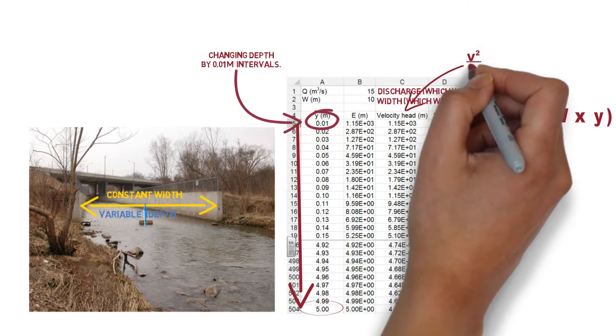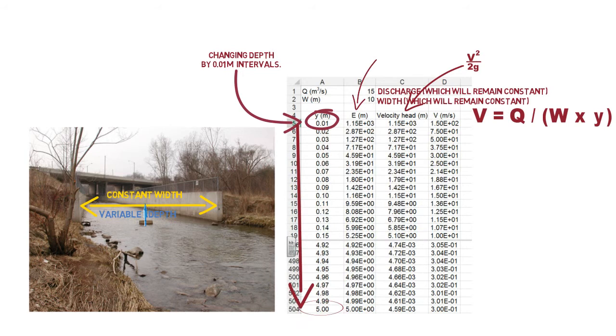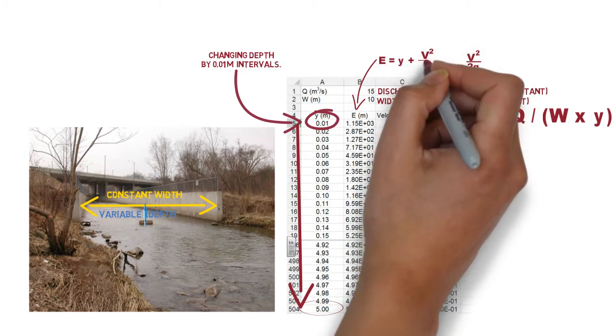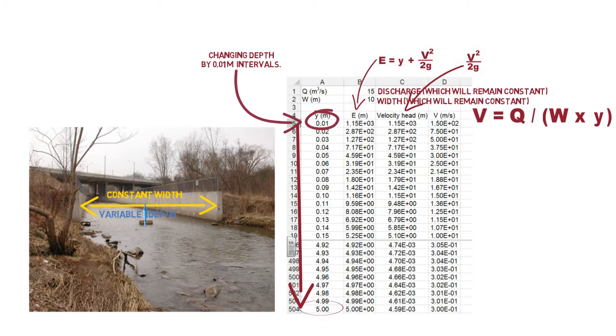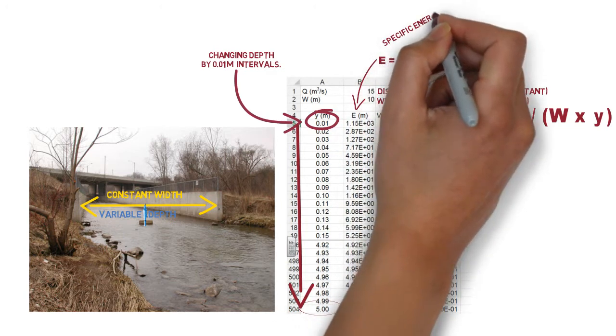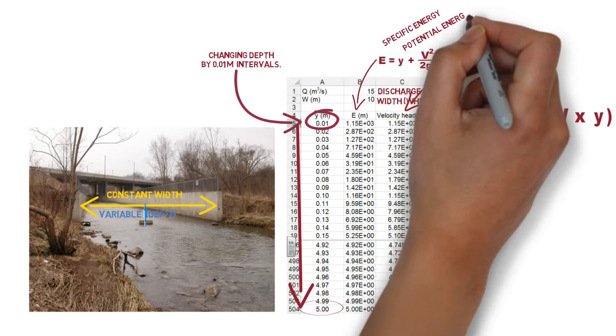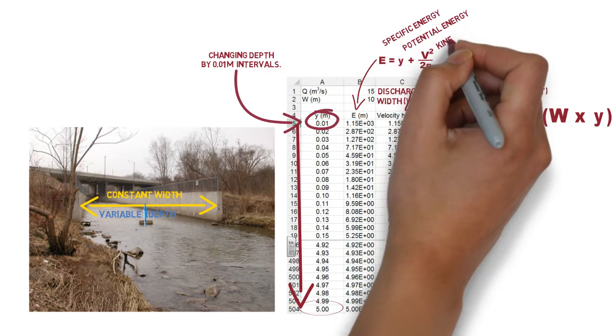We can calculate the velocity head, which is v squared over 2g, and finally the specific energy, which is equal to the sum of the flow depth y plus the velocity head v squared over 2g. If we look at the specific energy relationship, this is merely the potential energy plus the kinetic energy.